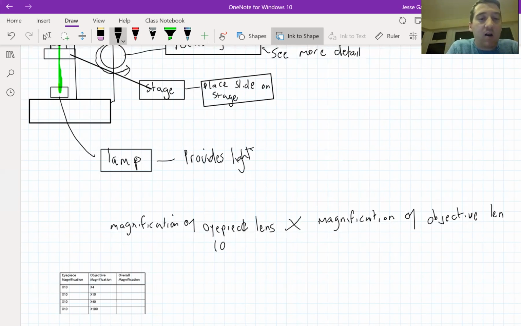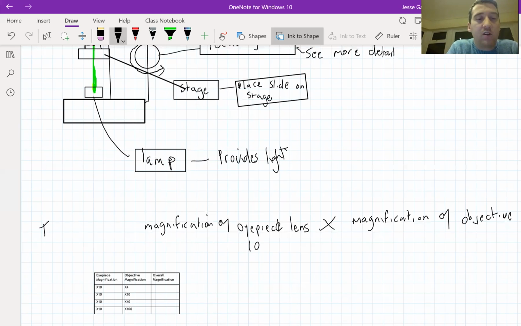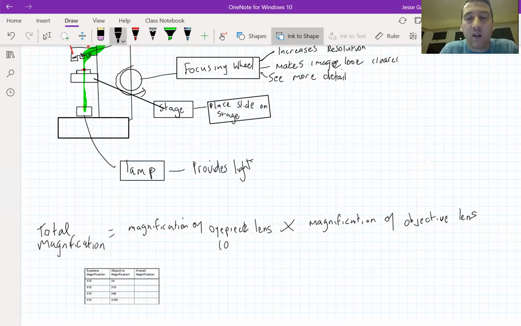So what we would do to get our total magnification, because remember, it's magnified twice, is take the magnification of our eyepiece lens and multiply it by the magnification of the objective lens. Say, for example, the eyepiece lens was 10 and the magnification of the objective lens was 400. To get the total magnification, I would do 10 by 400. When I put that on my calculator, I would get 4,000. So my total magnification will be 4,000.